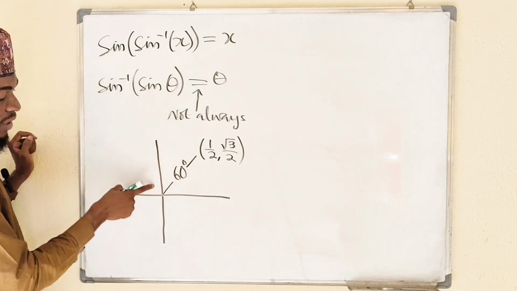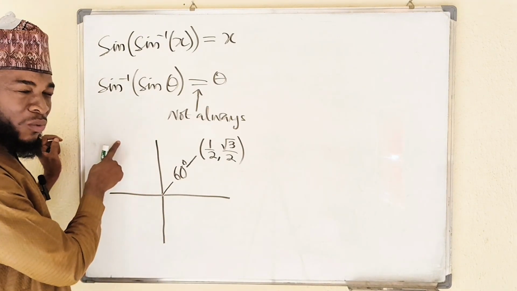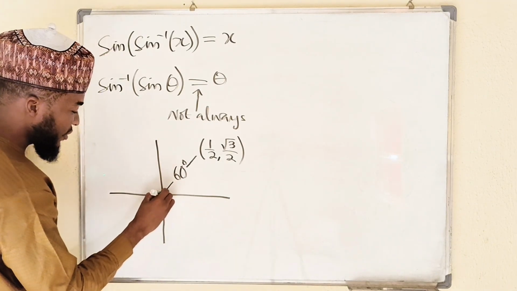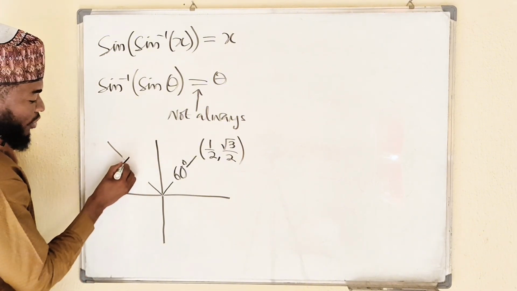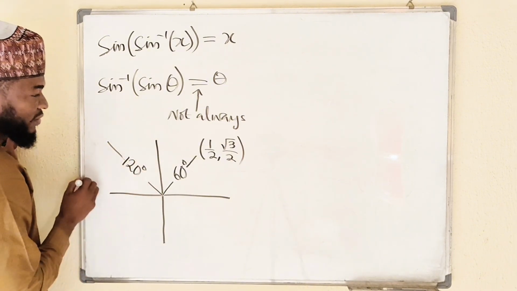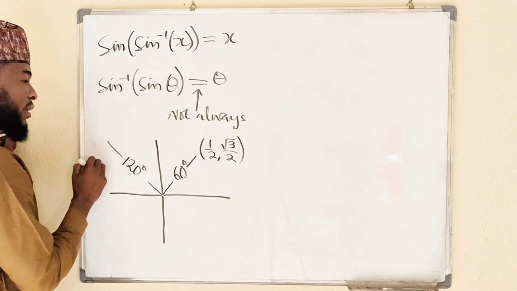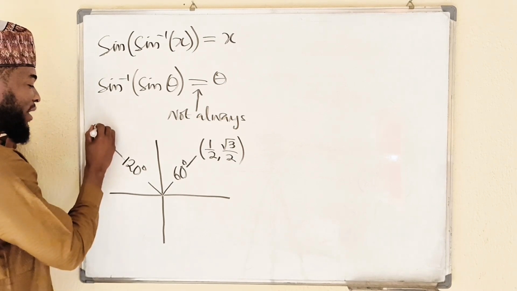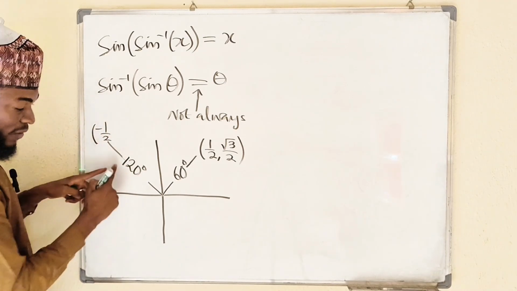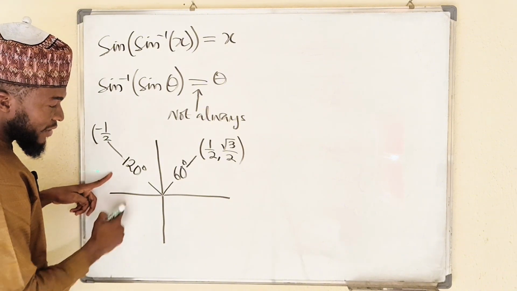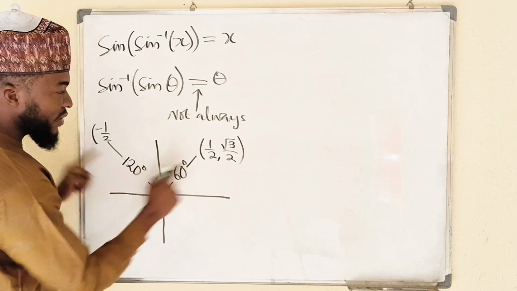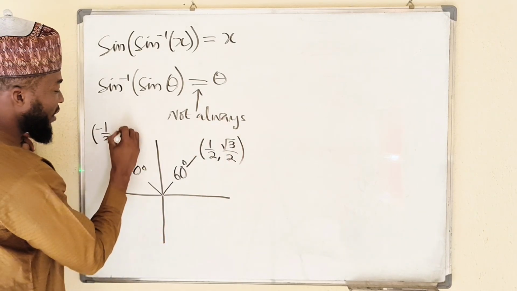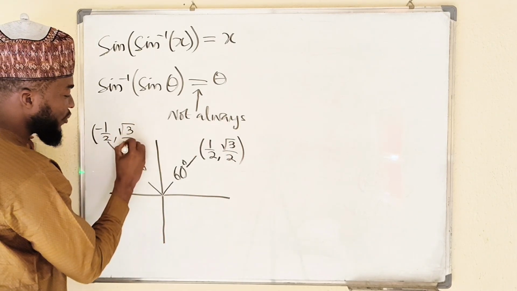Its reflection here in the second quadrant will be 120 degrees. So let us do that. This is the reflection, 120 degrees. The coordinate at that point, for x, it will be negative 1 divided by 2, because you can see x-axis here is negative, but y-axis remains positive, and they are on the same height as 60, so it will be root 3 divided by 2.